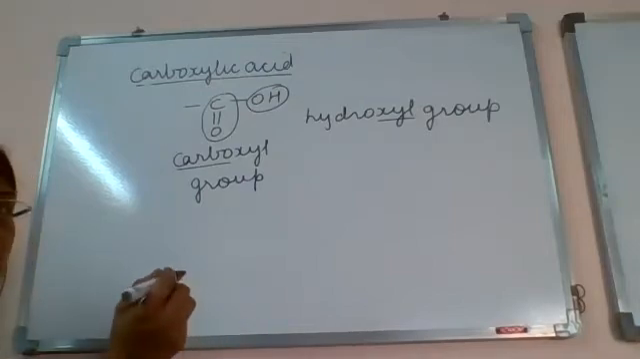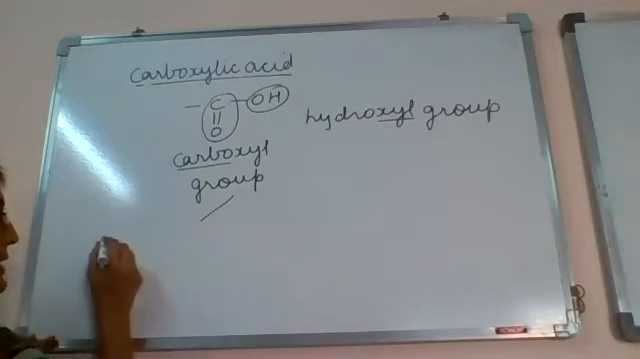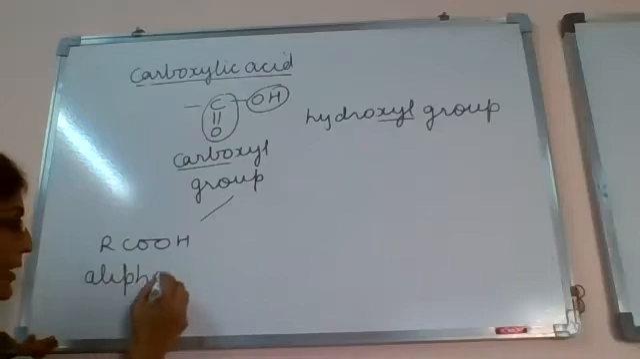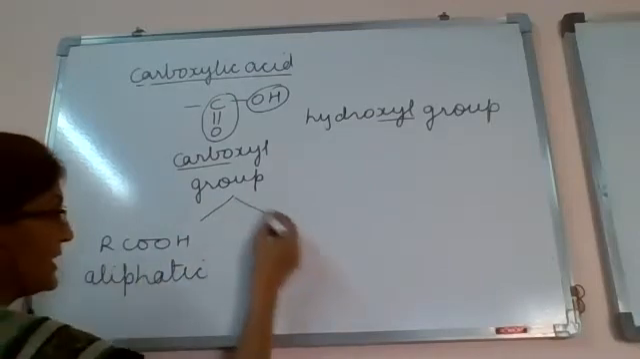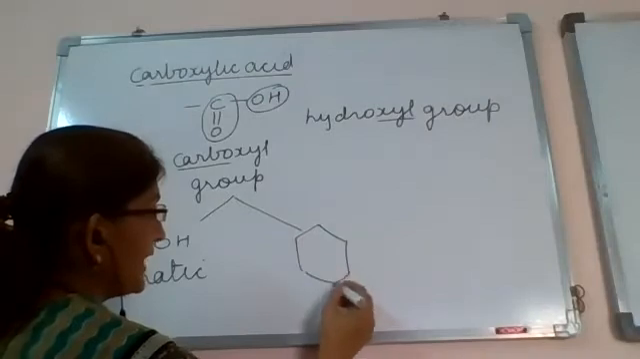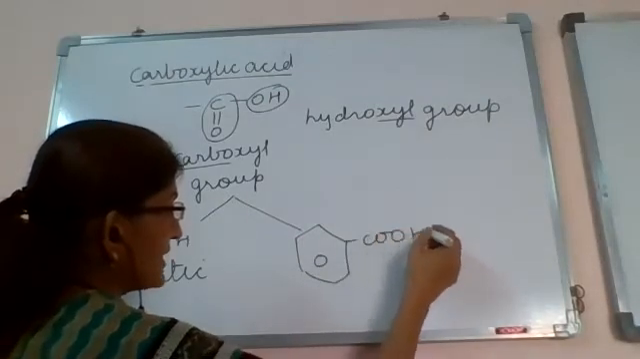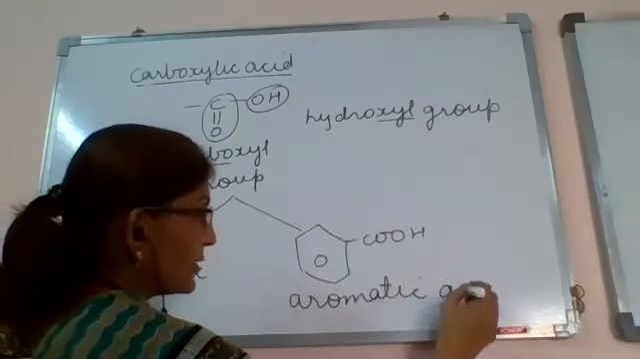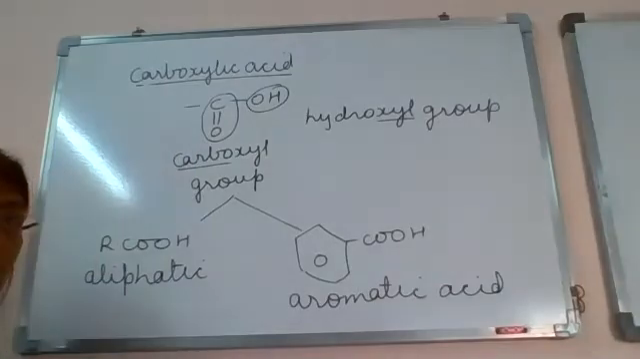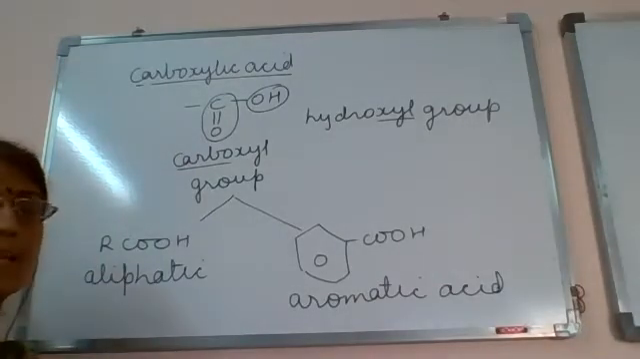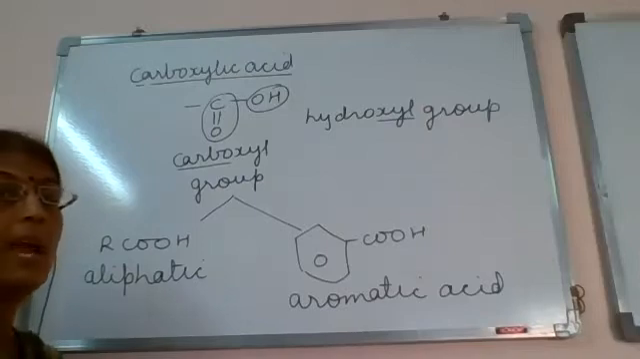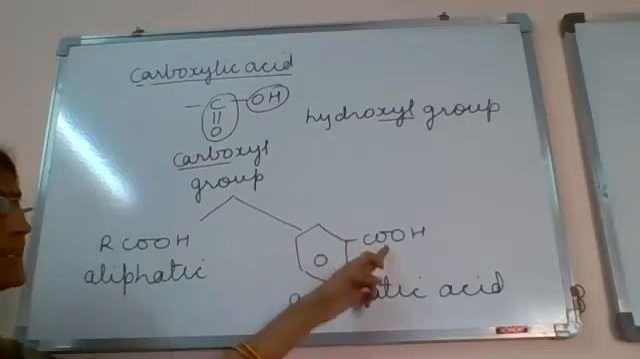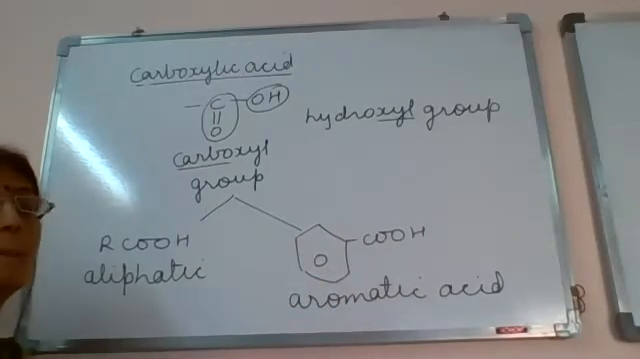Two types of carboxylic acids are there. RCOOH, that is called aliphatic acid. And if it is directly connected to a benzene ring, then it is known as aromatic acid. So one is aliphatic, another one is aromatic. Aliphatic will have methyl, ethyl, propyl, butyl. Aromatic COOH is directly connected to the benzene ring.